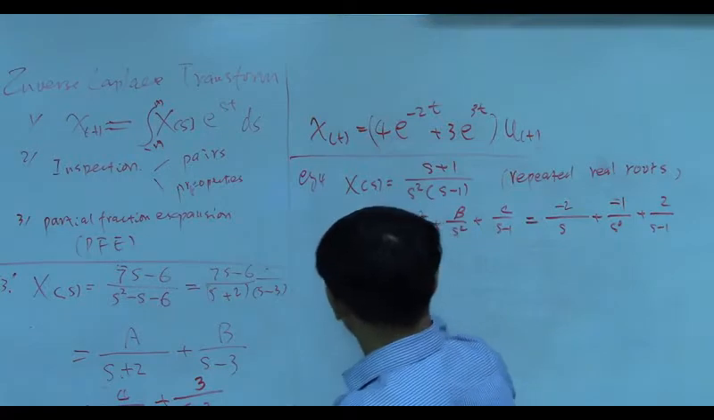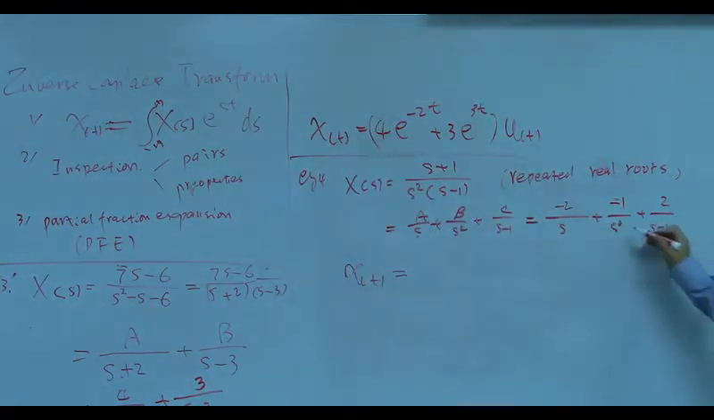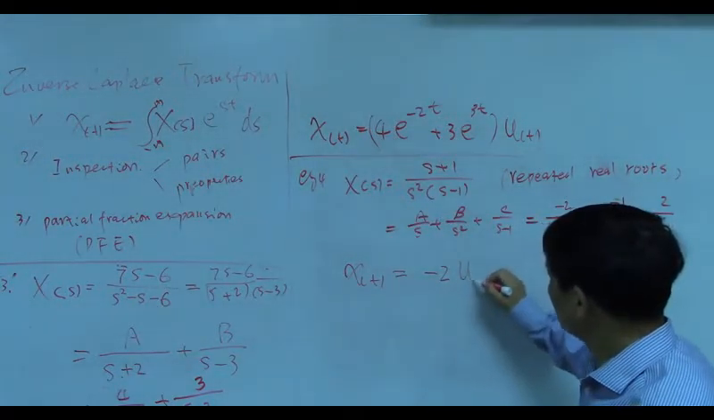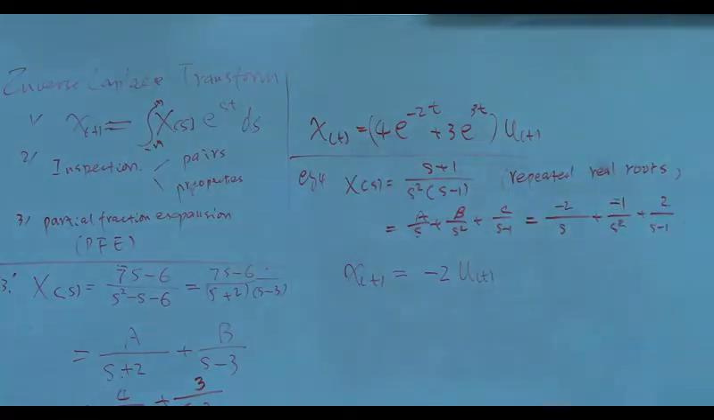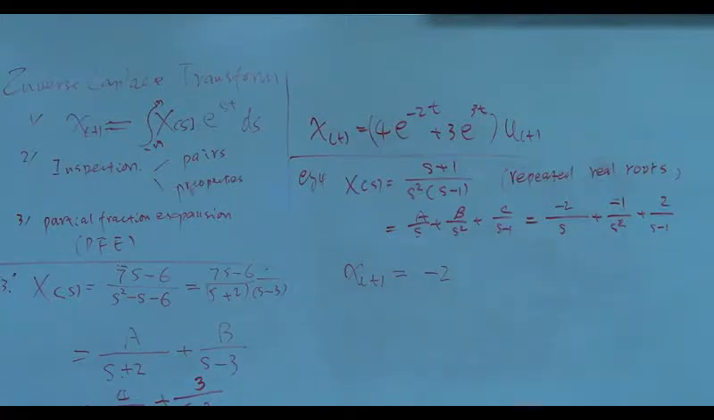Now what is x of t? This one is negative 2 u(t). Right? Negative 2 u(t) because every term has u(t), so I just write negative 2 here first, and because I want to combine all together. Right? Let's look at this term. What's this term? Right? What is this? It's the e to the.